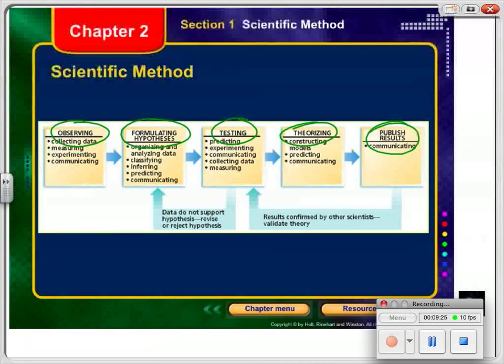Yep. So communication is really important. See how it says 9 minutes and 27 seconds? Don't let me get to 10.